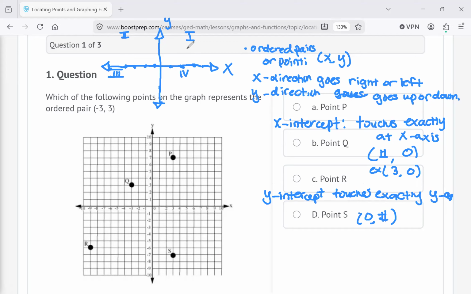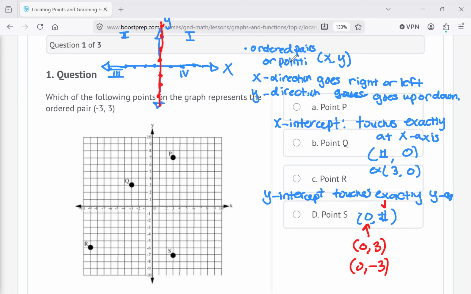So here's the y-axis. Let me use a different color. The vertical line is the y-axis, and it could touch it here, here, here, here. How you know you have a y-intercept is this time the x coordinate is 0 and the y coordinate is a number. So for example, 0 comma 3, 0 comma negative 3, right? As long as the x coordinate is 0 and the y coordinate is not 0, you have a y-intercept.